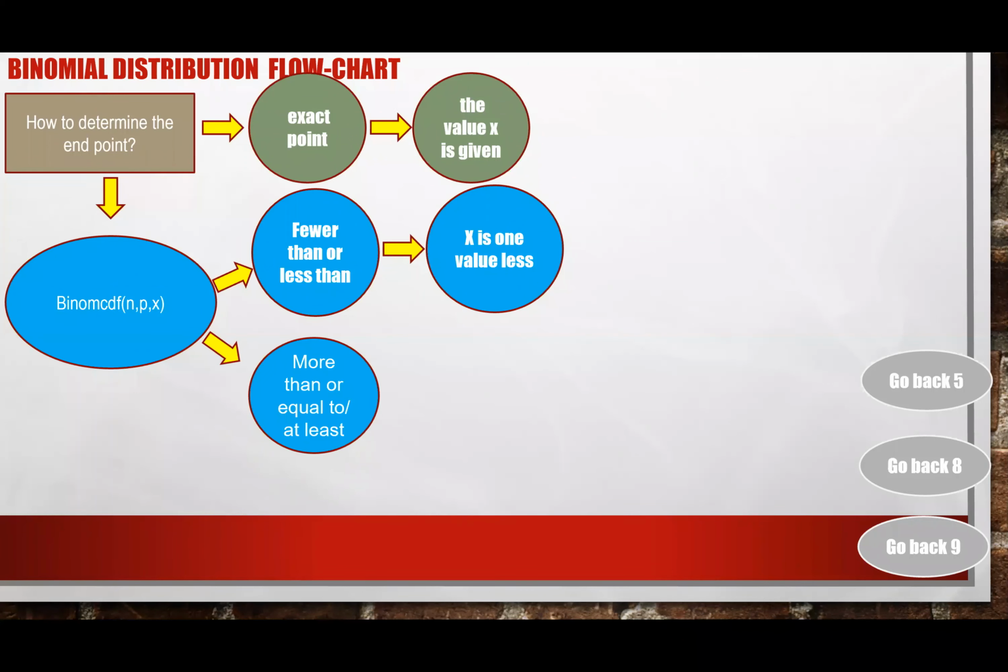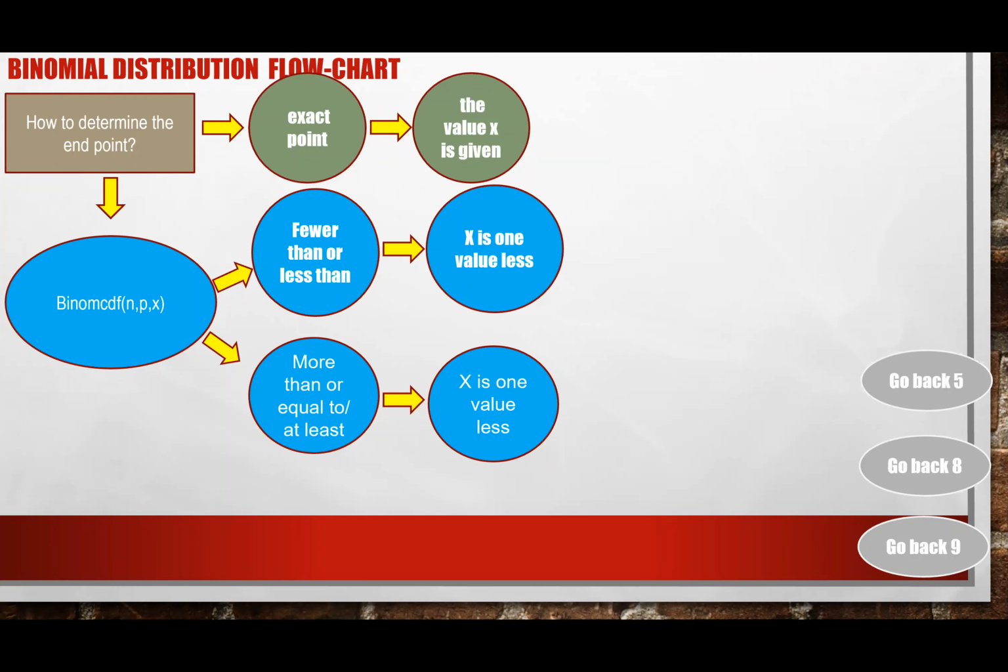If it's more than or equal to, or at least, remember what that means: the number can be equal, so 12 can be equal to 12, and we have to include the 12. But the confusing part is, if it's more than or equal to, you still use an X value that is one less than the actual number they give you. Why? Because remember, more than means we're looking for the items on the right of that value, and because it's more than or equal to, we include that endpoint.